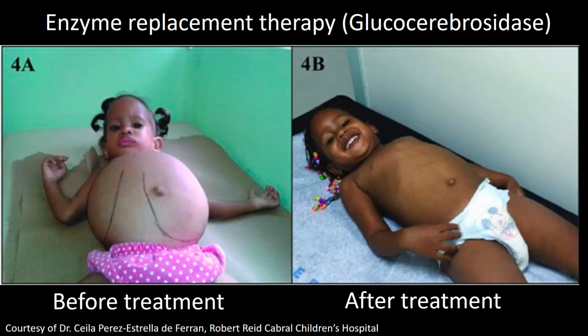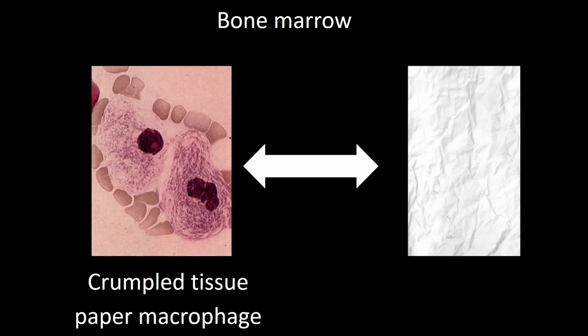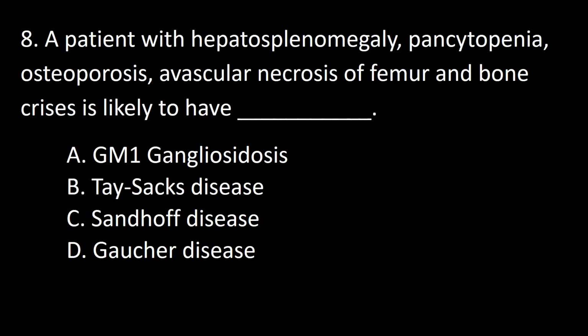Look at this patient before and after treatment. Before treatment, the liver and the spleen are enlarged. After treatment, they are no longer enlarged. Bone marrow in these patients shows large macrophages with cytoplasm which looks like crumpled paper, as you can see in this frame. So the answer to this question is D, Gaucher's disease.